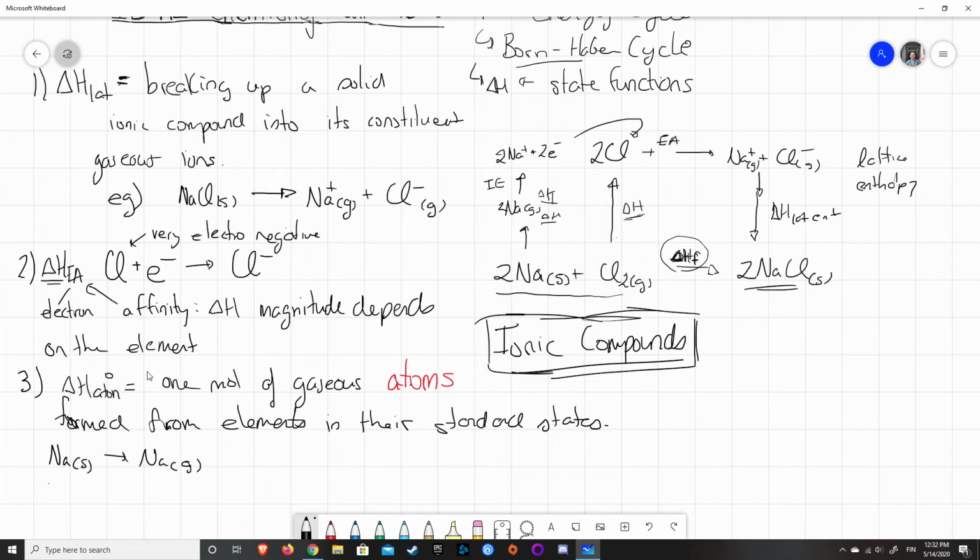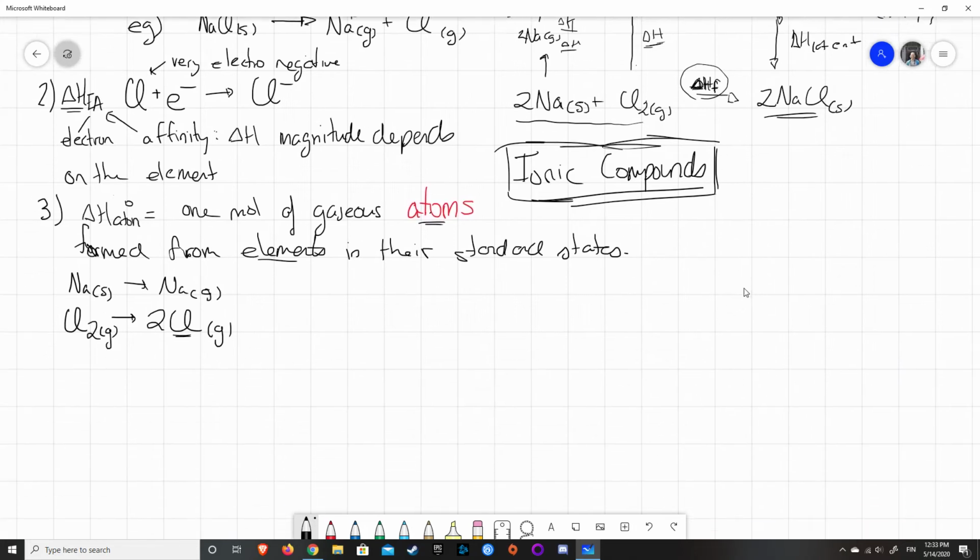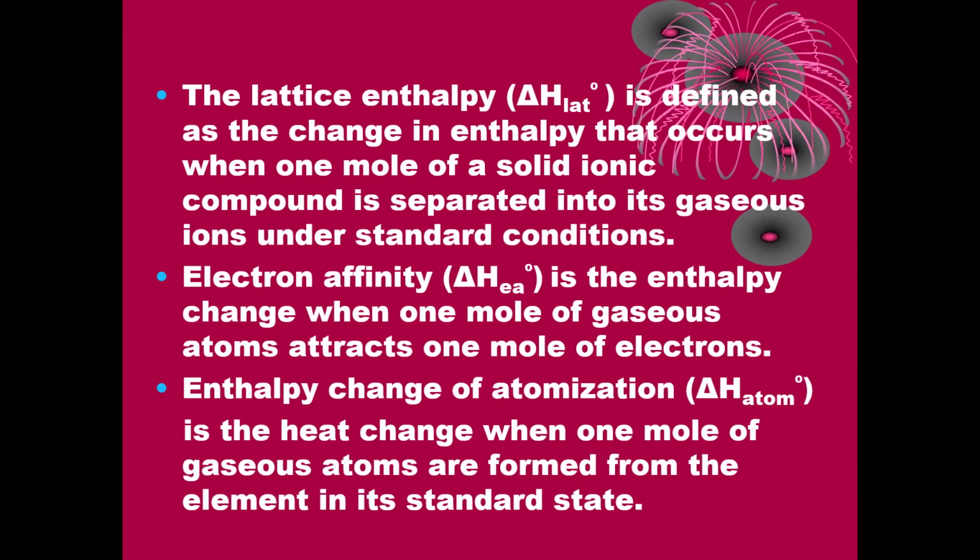But this is not the same thing for chlorine, right? Chlorine is diatomic. So we need to change that to atoms from elements in their standard states. So we need to change this to atoms, so it's 2Cl. Because its standard state is in the gas phase, we're not changing it from a solid to a gas, we're just changing it from a gas into its atoms. An atom is non-bonded, it's by itself. Okay, let's look at the next one.